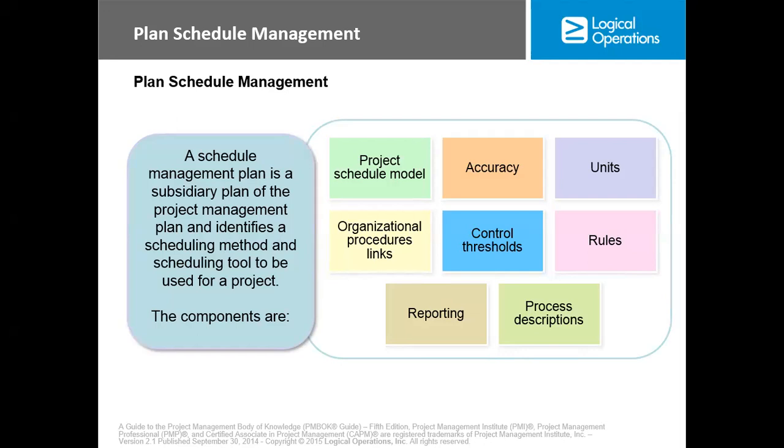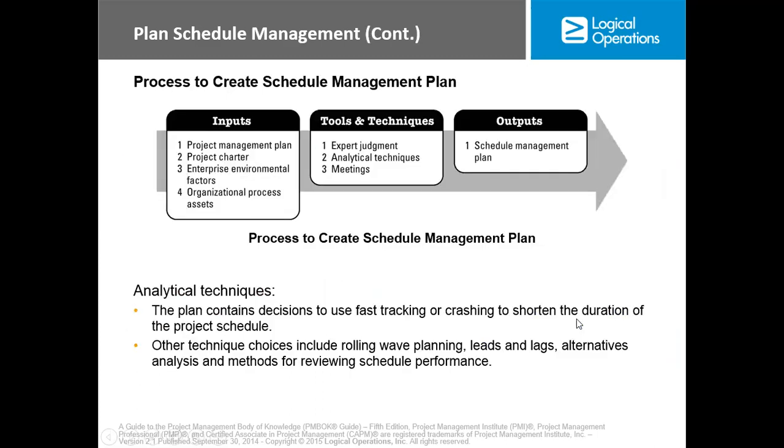The components are project schedule model, accuracy, units, organizational procedure link, control threshold, rules, reporting, and process description. Now, the process to create a schedule management plan. We have the project management plan, project charter, enterprise environmental factors, and organizational process assets as inputs. Then tools and techniques, we have expert judgment, analytical technique, and meetings. Then the output at the end of the day is the schedule management plan.